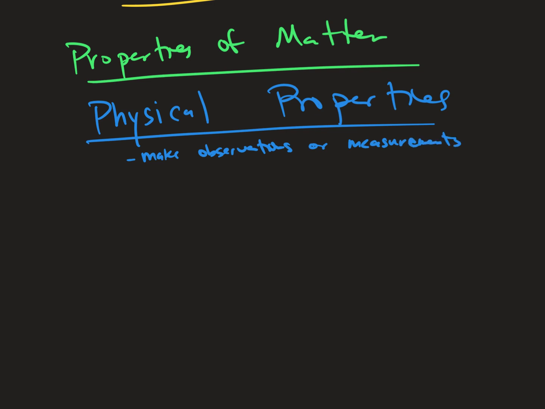And we can kind of do that with chemical properties as well. But what makes it physical? It does not change the chemical composition, right? So we make observations or measurements without changing its composition.